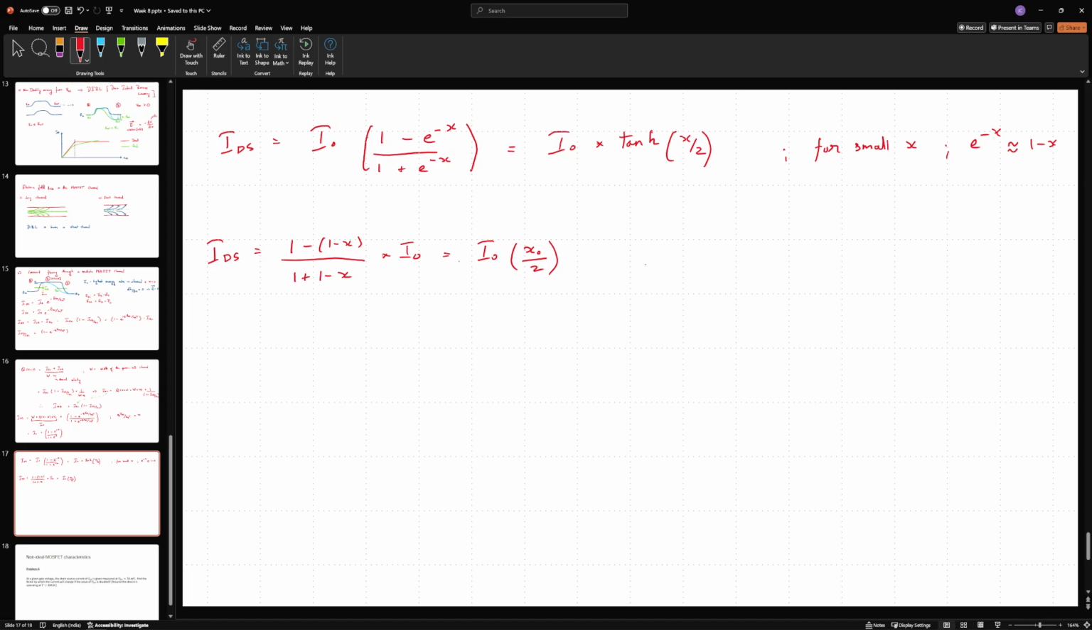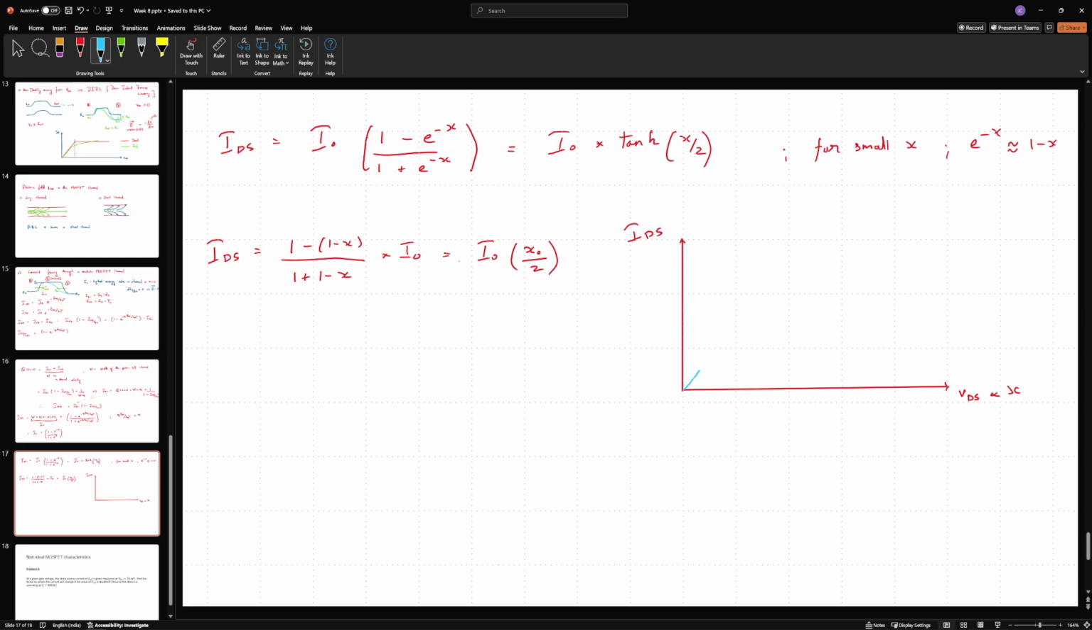So let me have a plot of that ready. Okay, so this is the realistic IDS versus VDS. Remember that VDS is actually proportional to X. So the same principle, if X is small, then VDS is also small. So for very small currents, this is going to be more or less linear. So my curve is going to be something like this, kind of a straight line for very small x.